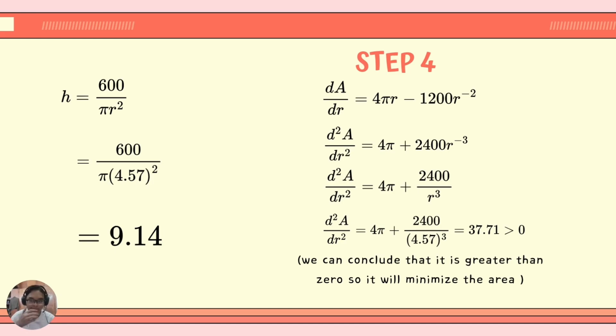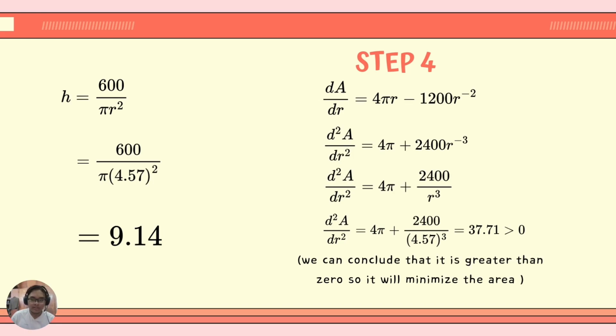In this step, we aim to verify that the given radius minimizes the surface area of the object using the second derivative test. So now, let's break it down step by step. First, the relationship between the height, radius, and volume is given by h equals 600 over pi r squared. By substituting r equals 4.57, we perform the calculation and we get the height. So, step 4.